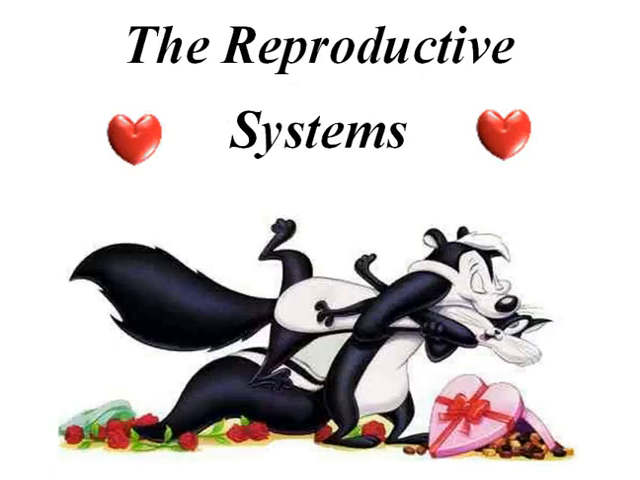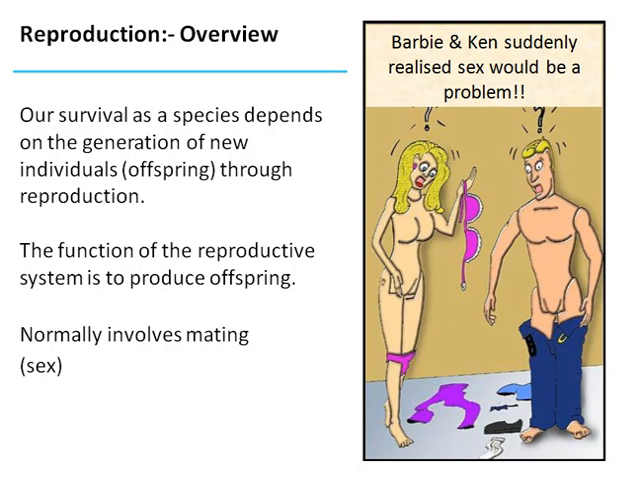Today I'm going to look at the reproductive system. That's the system that allows us to create new humans. We're going to look at why we need reproductive systems, and then we're going to discuss their basic structures and their basic functions. First of all, let's consider why we need a reproductive system.